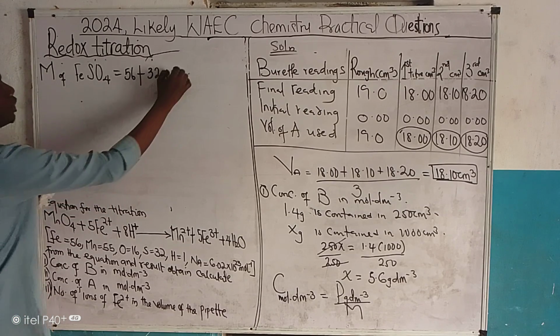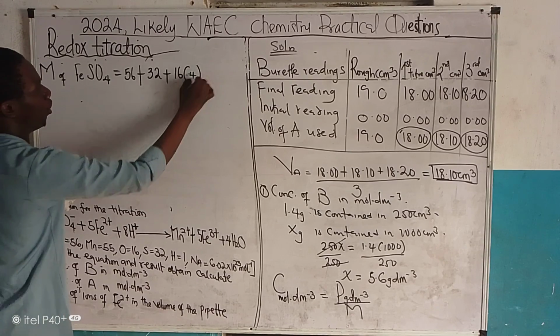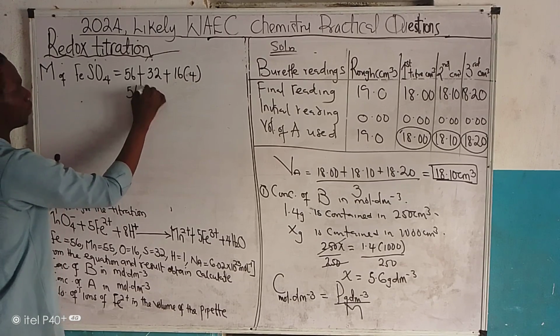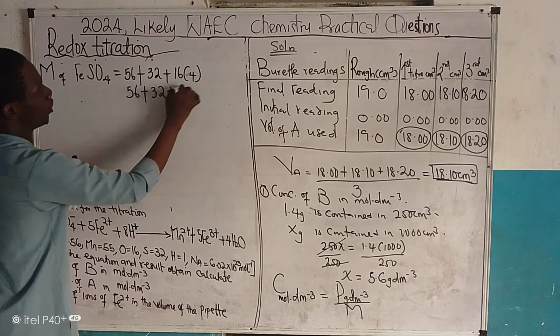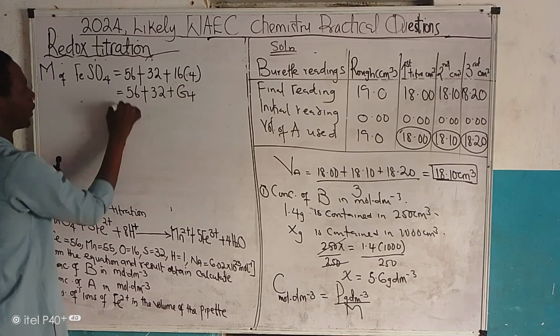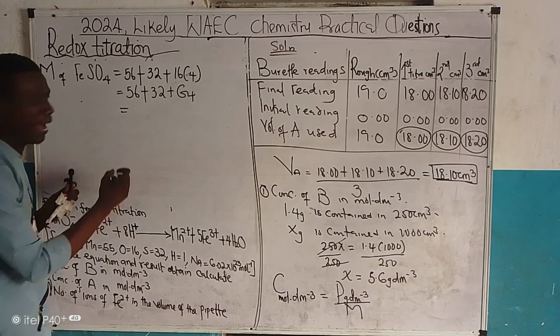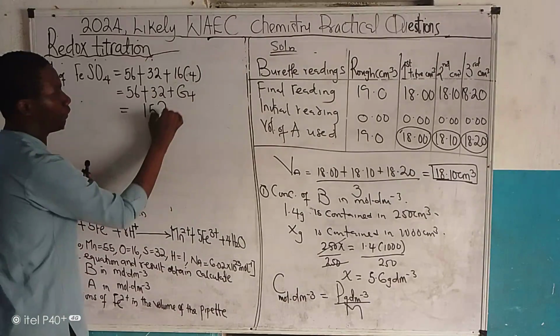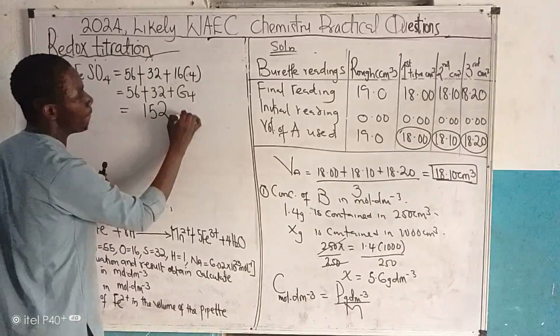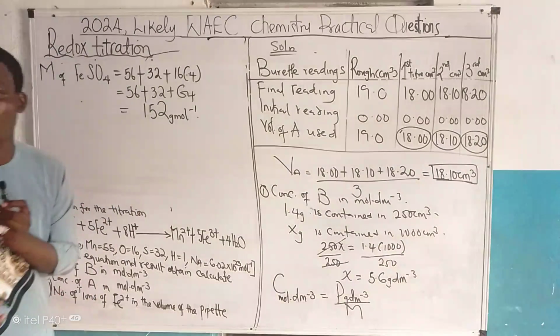The mass of oxygen is 16 times 4. So we have 56 plus 32 plus 64. Add this together quickly. 152, right? So we have 152 gram per mole. This is the molar mass of the compound.